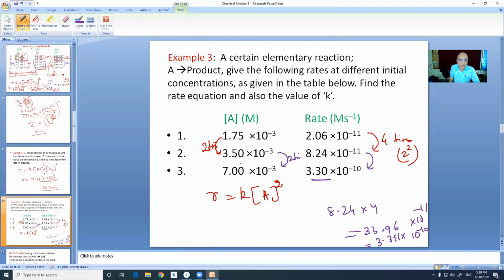If you have no time in the examination, just test it between any 2 data. You will find the order is 2. Then don't waste your time comparing between the second data and the third data. You will get the same information.